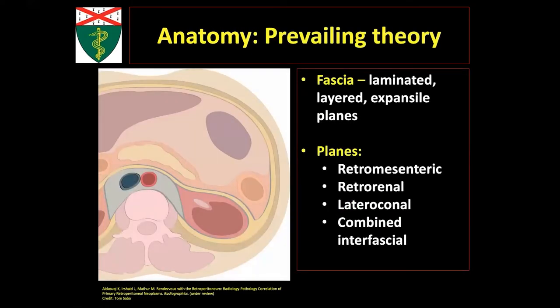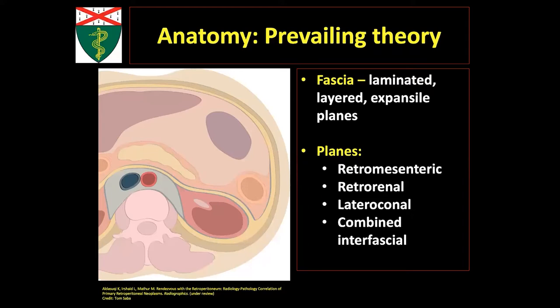And so that's the tricompartmental model. And if that's all you want to glean out of the anatomy portion of the talk, I think that's sufficient to explain most processes. However, it turns out that these fascial layers that I talked about, Gerota, Zuckerkandl, lateral conal fascia, are not a single layer, but rather they're laminated, made up of multiple layers that are fused. And as a result, they can expand and form these expansile planes.